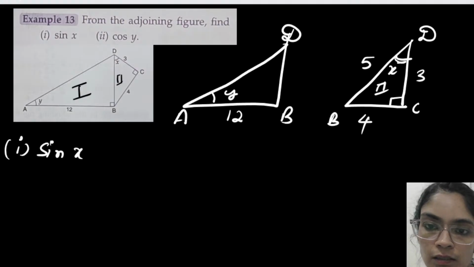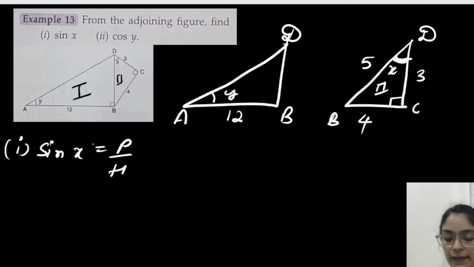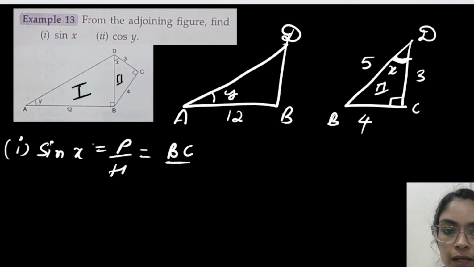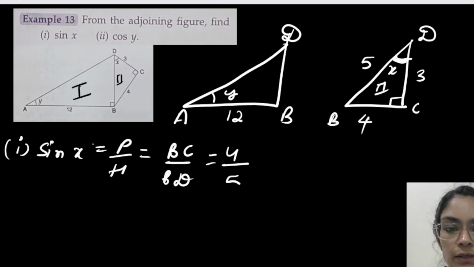Now sine x. Sine's formula we know: perpendicular by hypotenuse. With respect to x, what is the perpendicular? The opposite side. So the opposite side is BC and the hypotenuse is BD. Many of you have done before me. Very good. BC's value is 4 and BD's value is 5, so 4 by 5. Nikhil, Shivani, Mokshit have also done. So 4 by 5 is sine x's value.